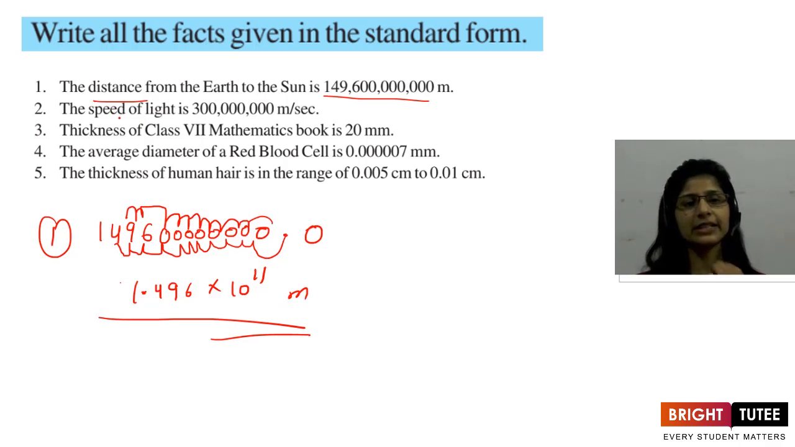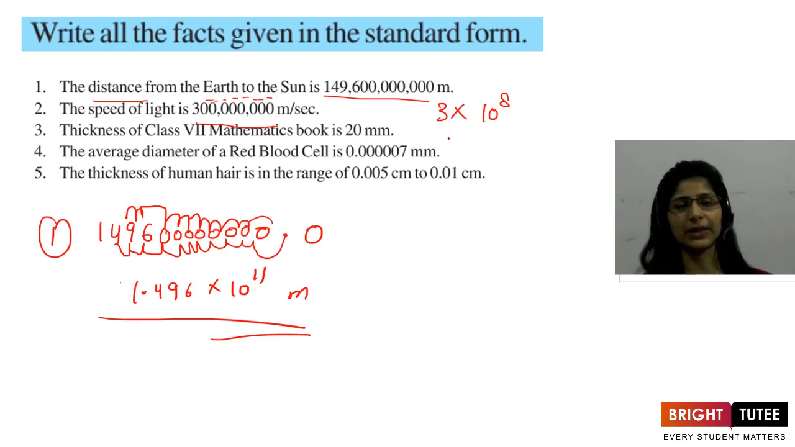Okay, next is the speed of the light is this much. So 3 into 10 to the power, how much do we have? 1, 2, 3, 4, 5, 6, 7, 8. So 8 we have, 10 to the power 8. This can be simply represented, and this can also be written as 3.0.